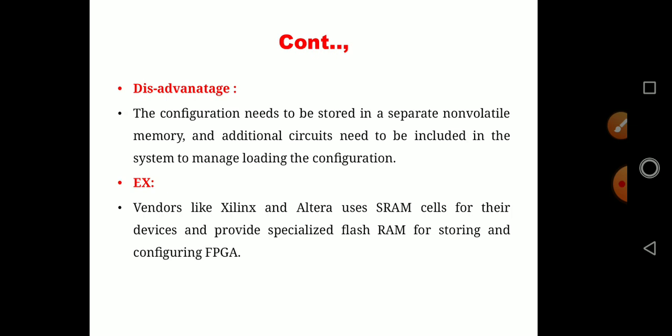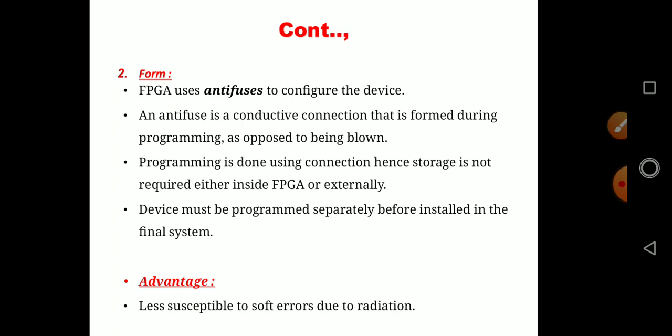What is the second form? In the second form, RAM is not used to store configuration information. It uses antifuses to configure the devices. What are antifuses? An antifuse is nothing but a conductive connection that is formed during programming, as opposed to a fuse being blown. Whenever it is required, it can be connected, or whenever it is not required, it can be blown off.